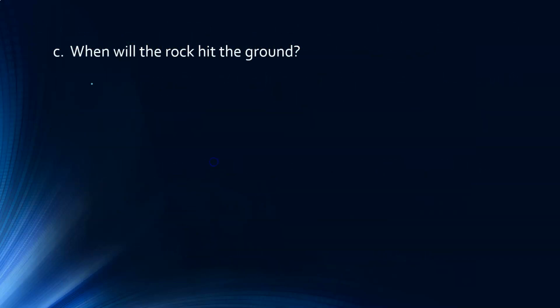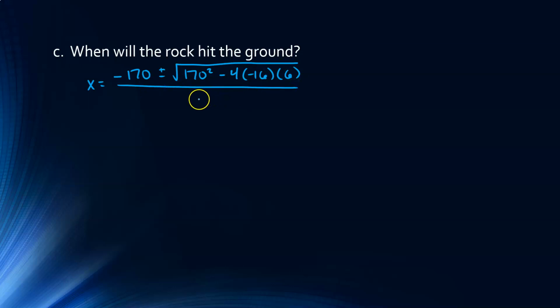So to set up, you have the equation in your notes, so you can look at that. So it'd be x equals the opposite of b, so it'd be negative 170 plus or minus the square root. Now for this one, I'm not going to type in 170 squared in my calculator yet. I'll do that in just a minute, so we'll just leave this as 170 squared, minus 4 times a, which is negative 16, times c, which is 6. And all of that's divided by 2 times a. So a is negative 16, so that would be, oops, negative 32.